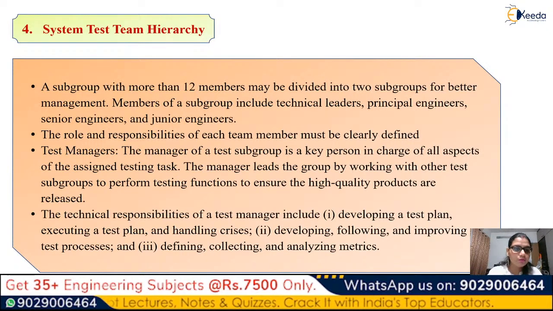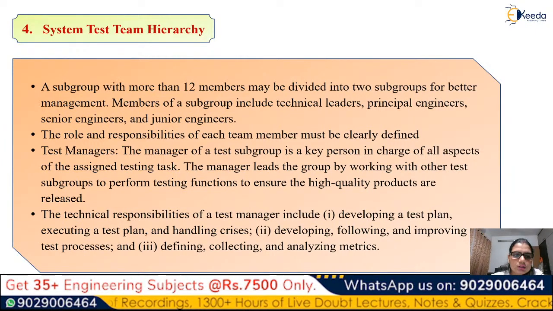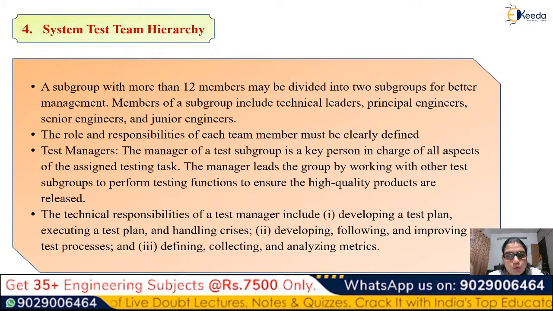So the first thing is a subgroup with more than 12 members. If a subgroup consists of more than 12 members, it will be divided into two subgroups for better management, like two subgroups of 12 members. Members of the subgroups include technical leaders, principal engineers, senior engineers, and junior engineers, and their roles and responsibilities are defined clearly. Then the test managers. The test manager is a key person who is in charge of all aspects of the assigned testing task.